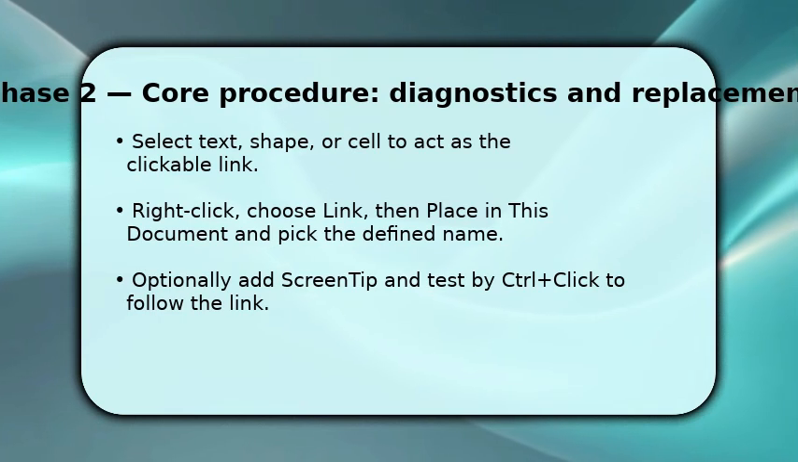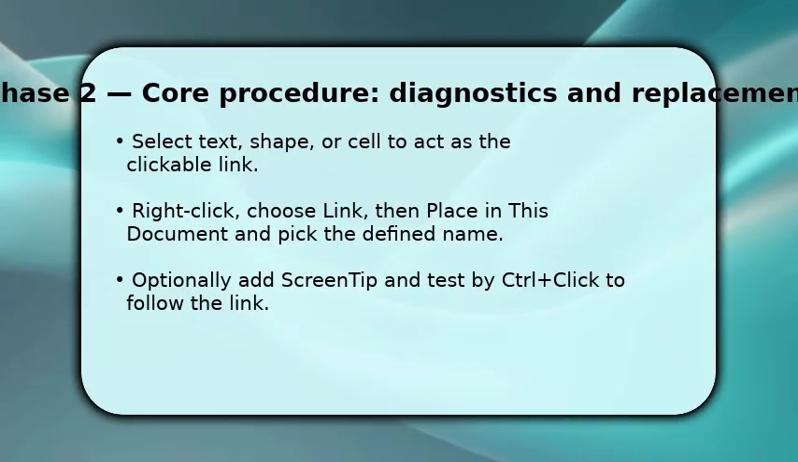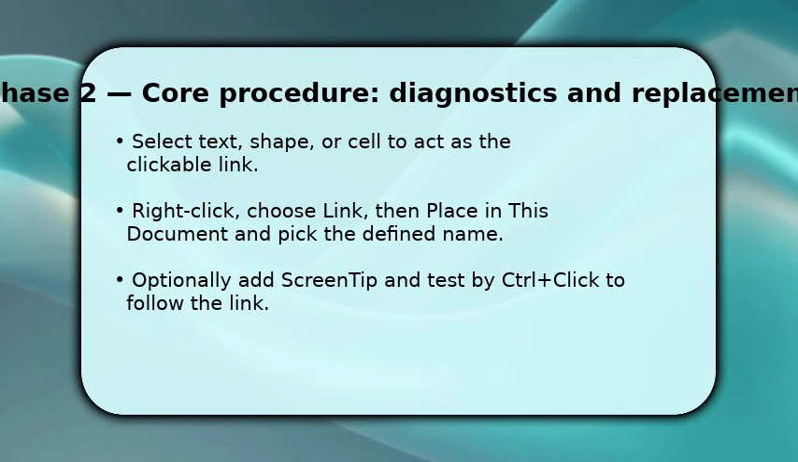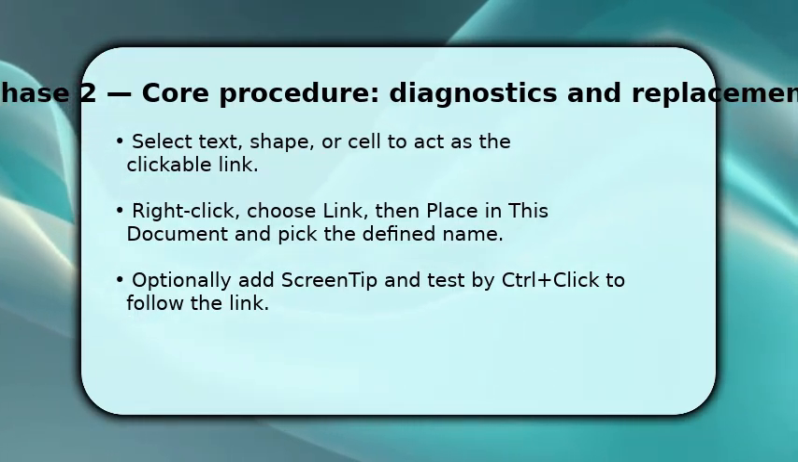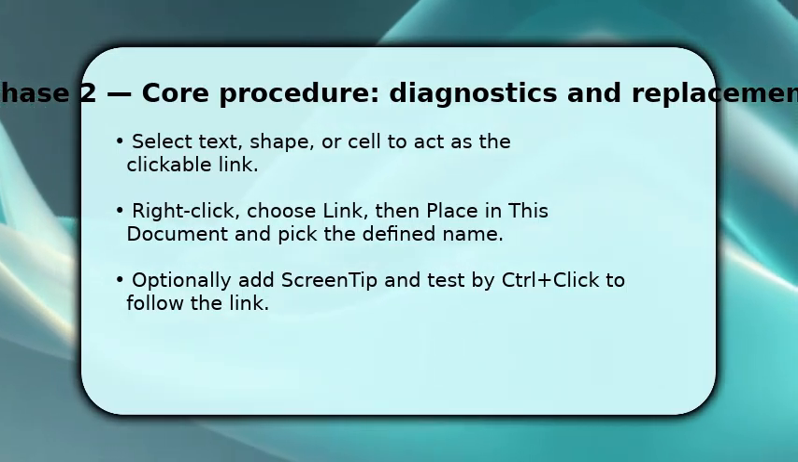Now create the actual bookmark links. Select the cell, text, or shape you'll click. Right-click and choose Link, then pick Place in this document. Select the named range you made. You can add a screen tip to explain the jump. Once created, test the link by holding Ctrl and clicking. It should jump instantly to that named range.